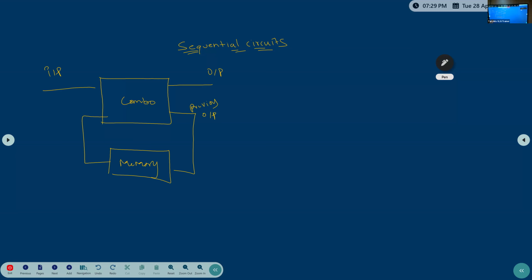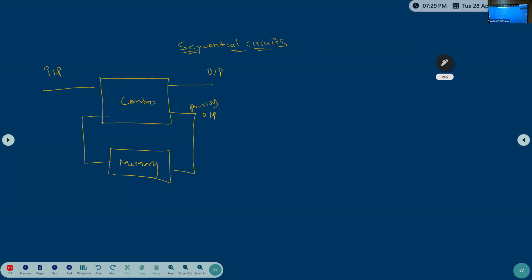The output of a sequential circuit depends on present input as well as past output. Past output is there. How will that past output be stored? Past output should be stored, right? So for that we will use a memory element.